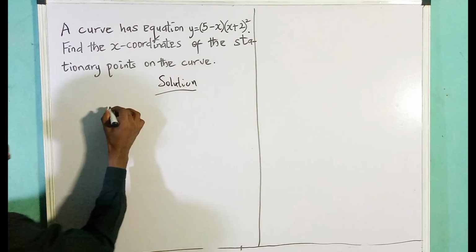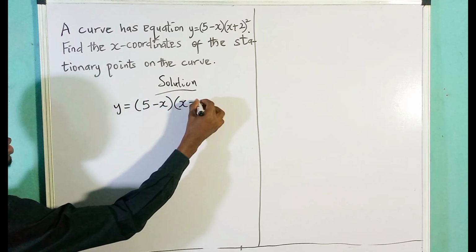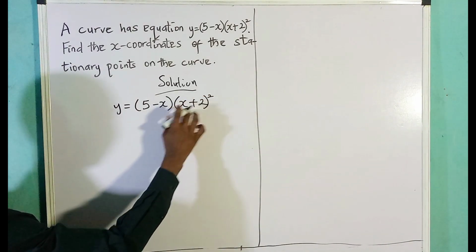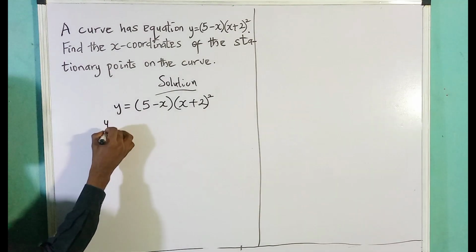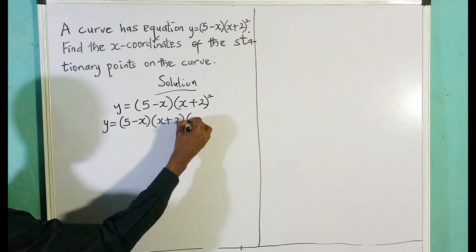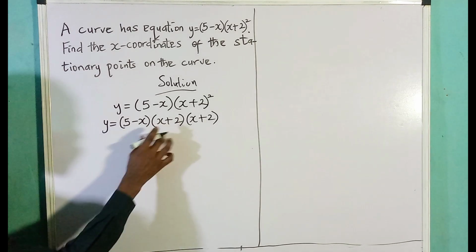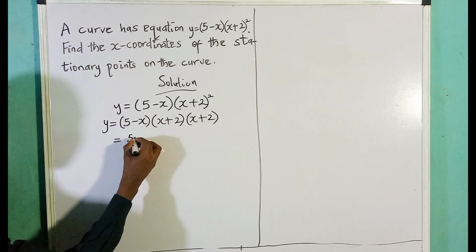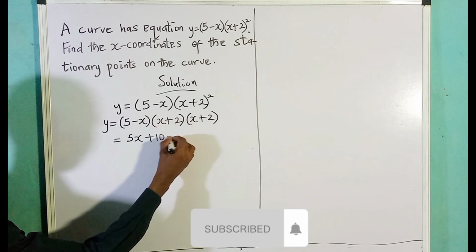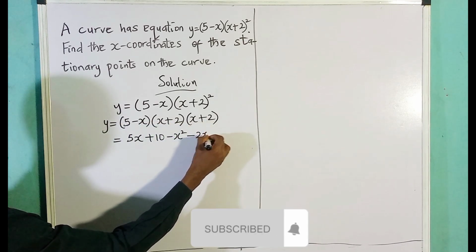So we have y equals 5 minus x times x plus 2 squared. To expand, let's take away the square and multiply this by itself twice. y will be equal to 5 minus x times x plus 2 and then times x plus 2. Okay, let's multiply these two first. 5 times x is 5x. 5 times 2 is 10, minus x times itself, x squared, and then minus x times 2, 2x.